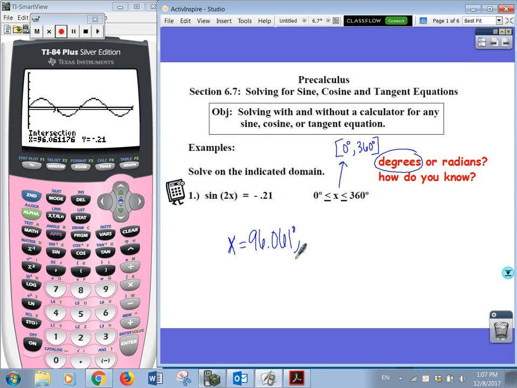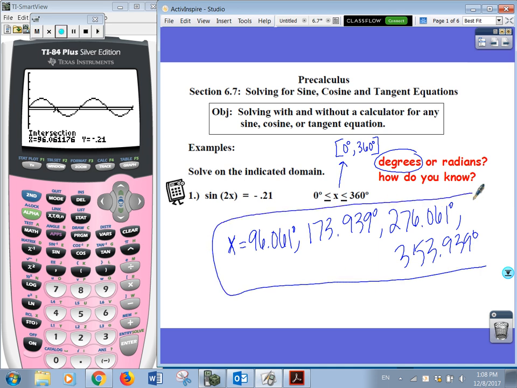And then we would do that again for the second one. Second trace, enter. Move your cursor over, and you get 173.939 degrees. For the next one, you could do a couple different things. If you like finding the intersection, find the intersection. If not, second trace 5, enter, enter, enter. That's how you do the intersection. If not, then you can just add the period to the first one, which would give you 276.061 degrees. Add the period to the second, and you would get 353.939 degrees. So there are your 4 answers.